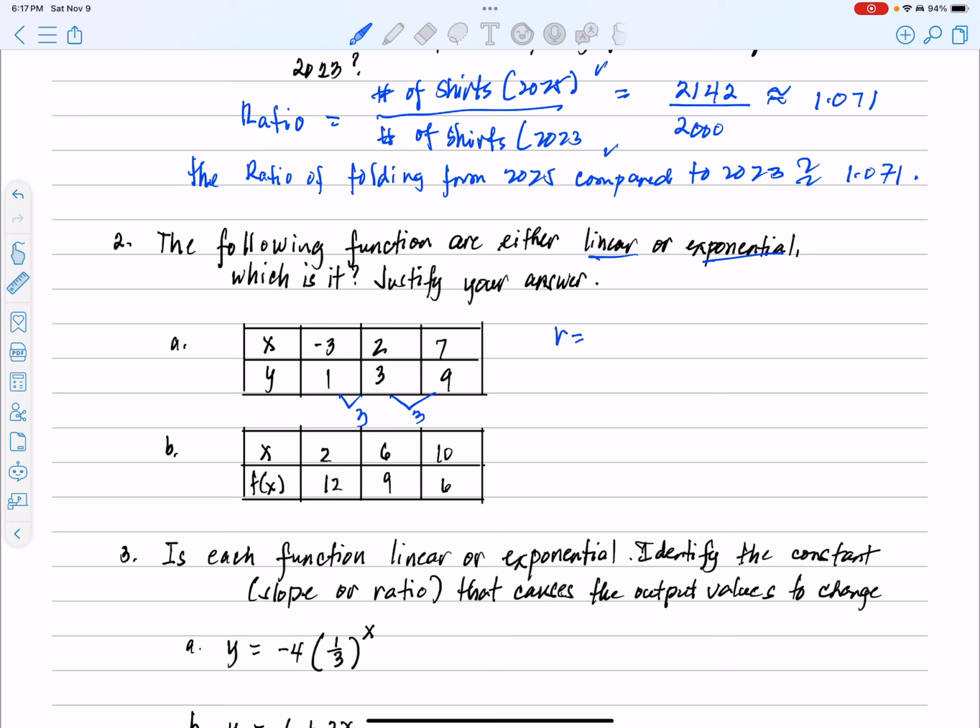Let's look at the input value. So what's the difference from negative 3 to 2? Or 2 minus negative 3, that is a difference of 5. So 5 steps difference. That means it is exponential. Okay, this is exponential.